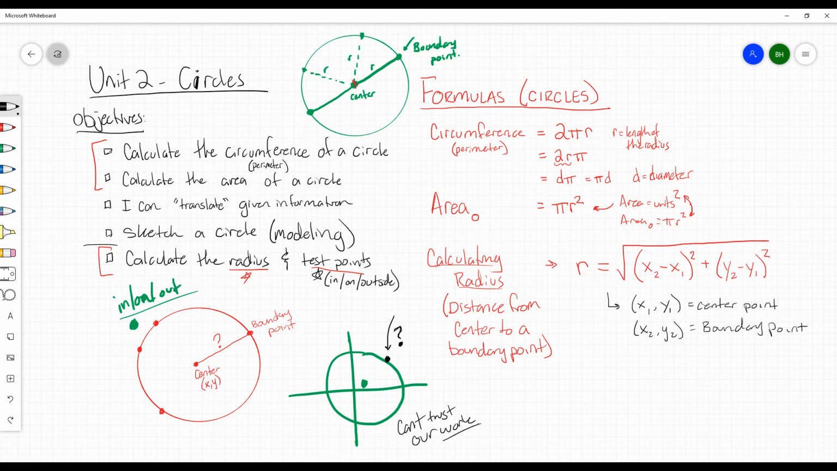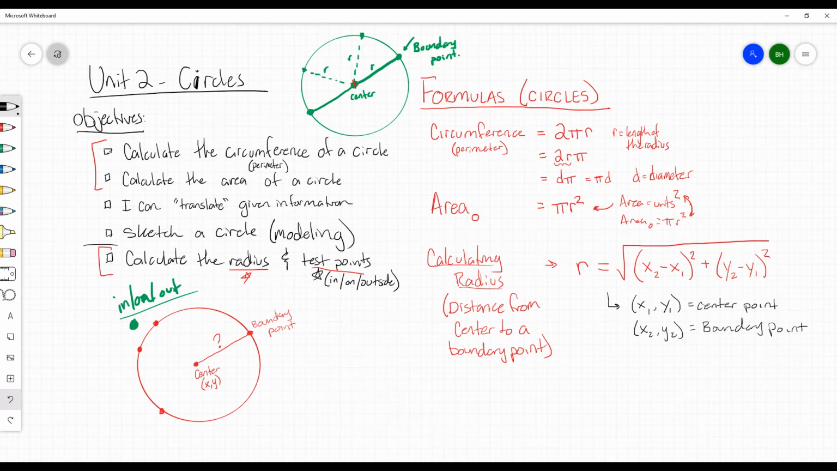We can't always trust our work, but we can trust math. We can trust testing it. So testing a point is going to help us see whether or not a point is in, on, or outside of the circle. In order for us to do that, I'm going to put a little note over here, testing a point. What we're actually going to do when we're testing a point is find the distance from center to the desired point.